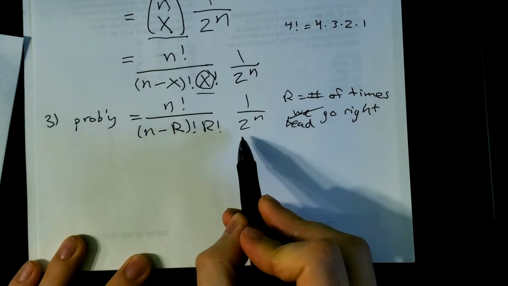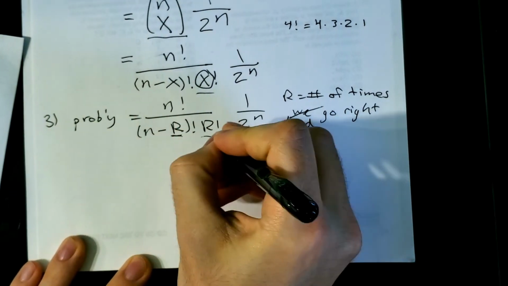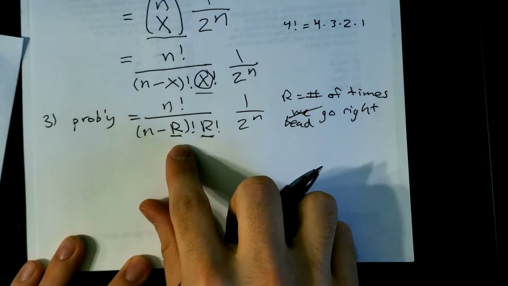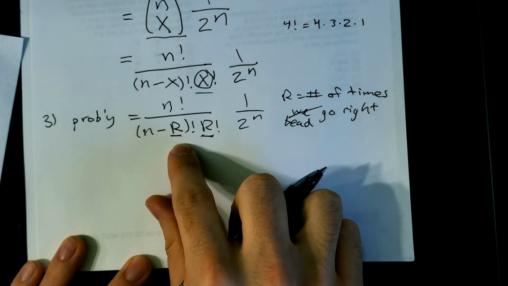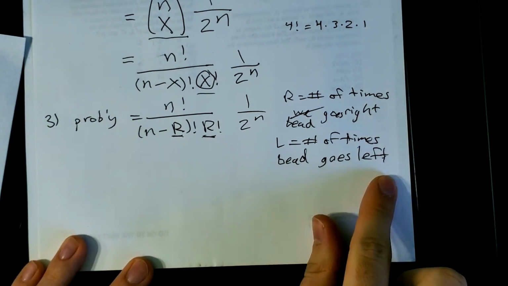So now with this equation for our probability, we have r, which is an unknown. We don't know what r is. So how do we get r? R can be defined really simply. R is the number of times you go right. L is the number of times a bead goes left. So if you assume when a bead moves left, it moves -1 to the left, and when a bead goes right, it moves +1 to the right.